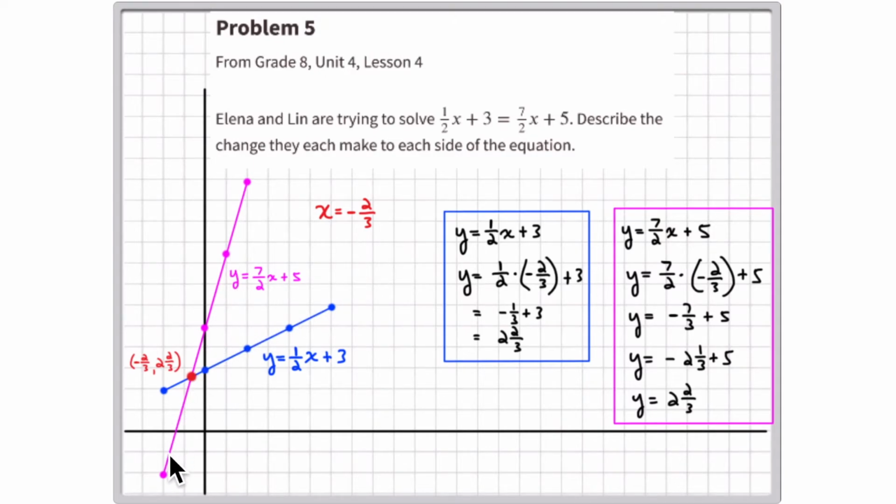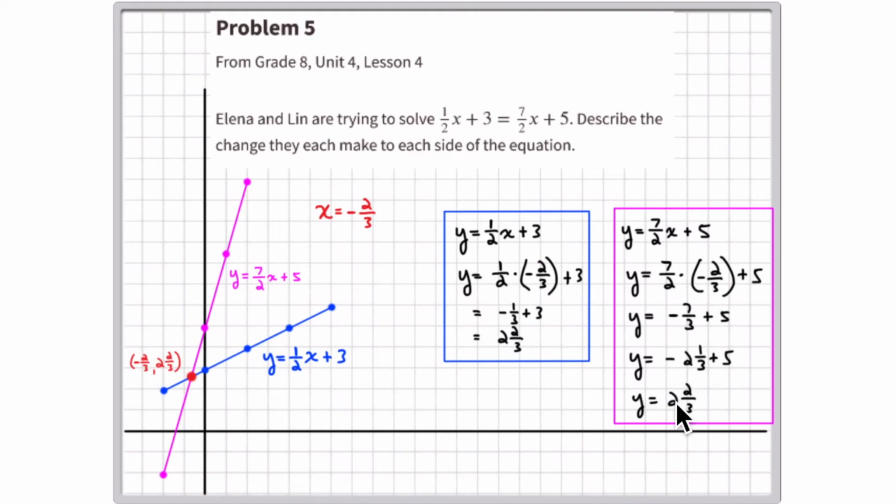So where do these two lines intersect? They intersect at x equals a negative 2/3, right here. And if you want to figure out what the y-coordinate is, you go back to either side and you replace x with a negative 2/3 right here. Work that out. You're going to see that this is a negative 1/3 plus 3, which is 2 2/3. On this side, negative 2/3 right here for this x. This is a negative 7/3. These twos cancel. You're left with negative 7/3 plus 5, which is a negative 2 1/3 plus 5. And that works out to be 2 2/3.